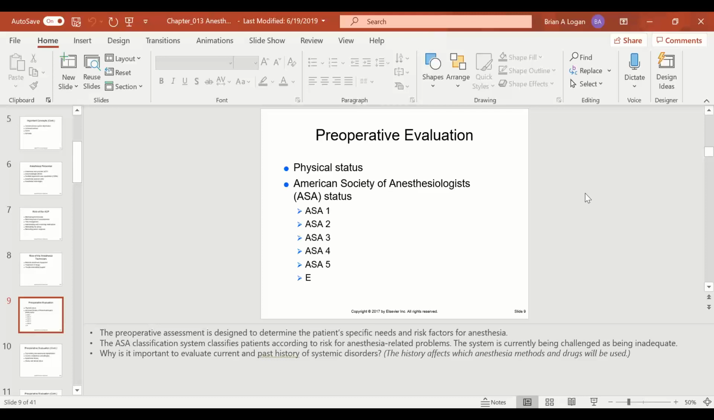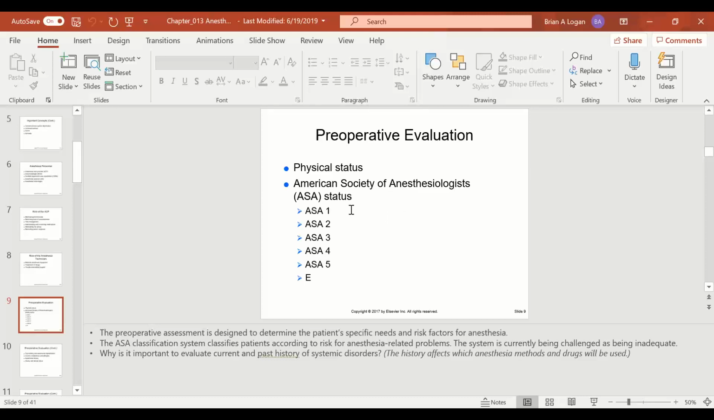But then they'll put an E at the end if it's an emergency procedure. So they had to do cricoid pressure or Sellick's maneuver. Those are the same thing. Or they had to do a rapid induction, things like that, because the patient couldn't be NPO. It was a trauma situation. That's where that E comes in, just to mark it as emergency. It also helps for their reimbursement.